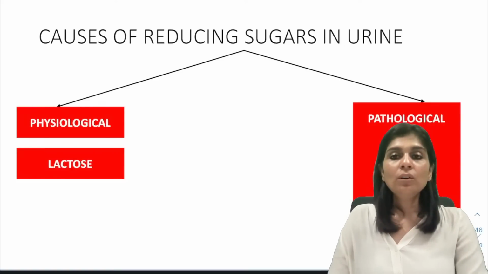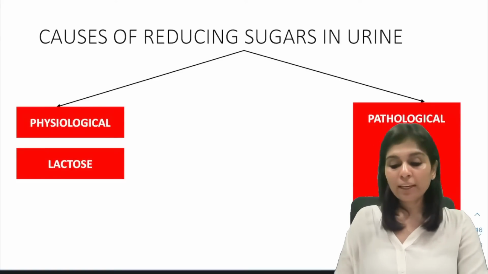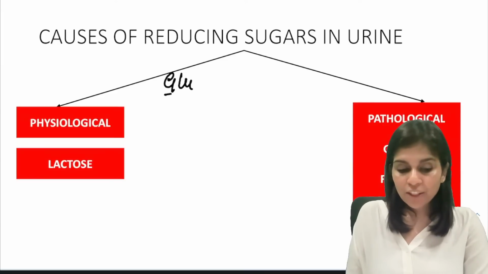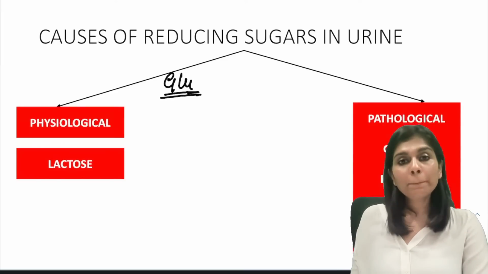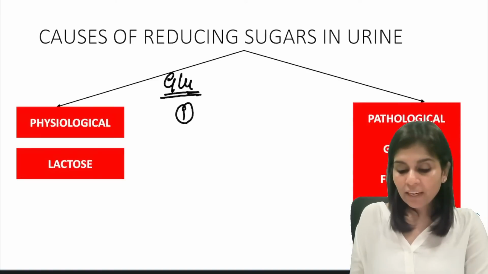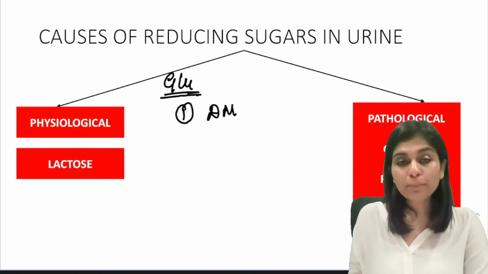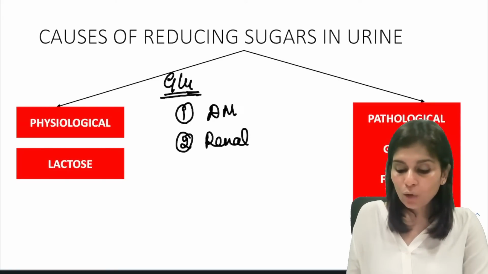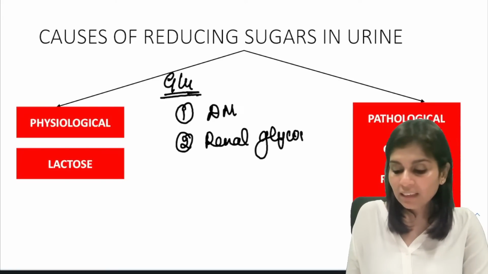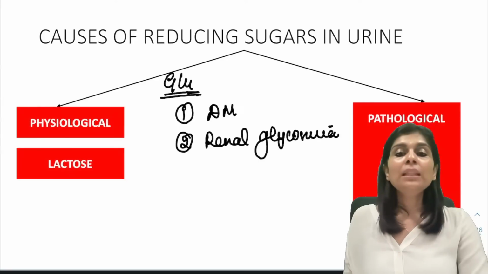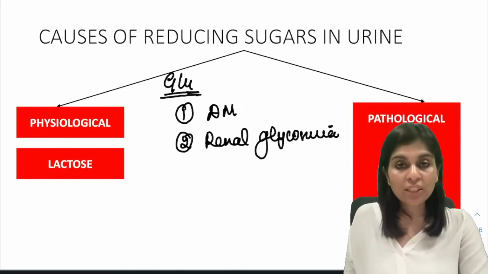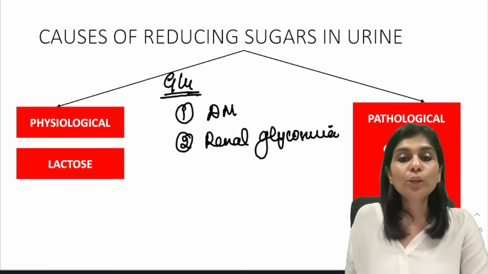Okay. So, can you tell me what are the conditions wherein glucose is found in urine? The most common condition is diabetes. But apart from diabetes, it can be renal glycosuria. What do you mean by renal glycosuria? Even when the plasma glucose is normal, if the renal threshold is reduced, then glucose will be found in urine.